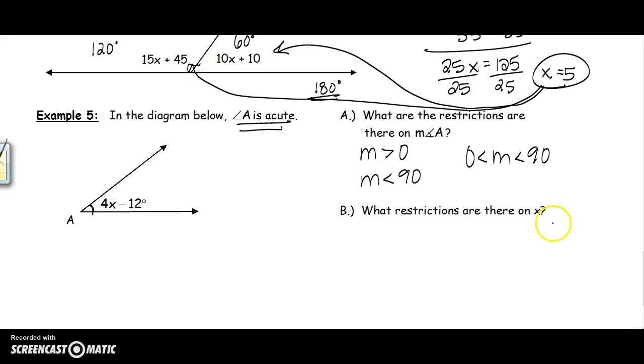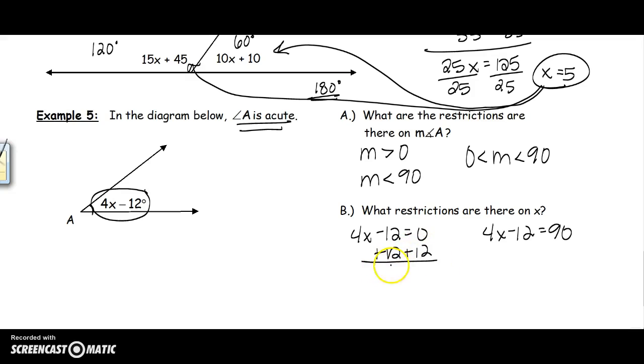I also want to know what are the restrictions on x. So now we have to say, given this equation, what does x have to be? Is it going to be low or is it going to be high? So we would take that 4x minus 12, set it equal to 0, and 4x minus 12 and set it equal to 90.